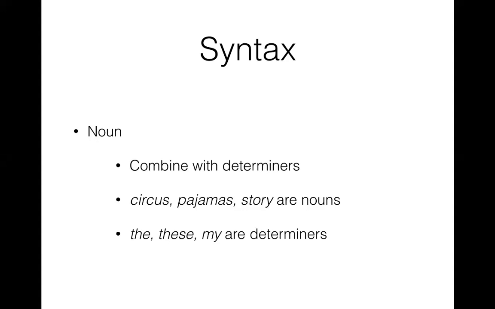The way that I want you to think about a noun is a word that can combine itself with the determiner. Okay, what are determiners? Determiners are things like the, these, my, and, etc. And nouns are words such as circus, pajamas, story, etc. So you can say, I went to watch the circus, right, in English. These are my pajamas. My story was published in a novel, my story was published as a novel or something like that.